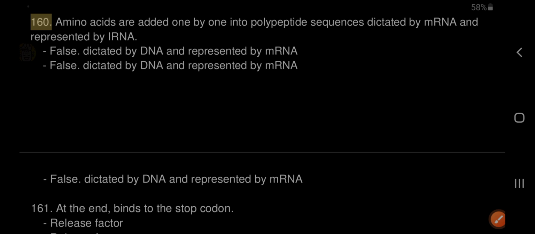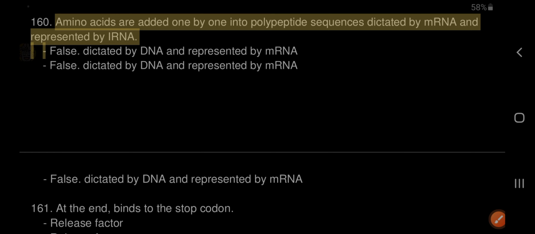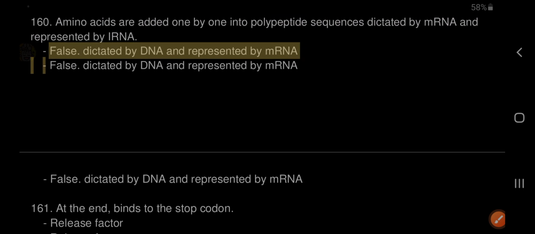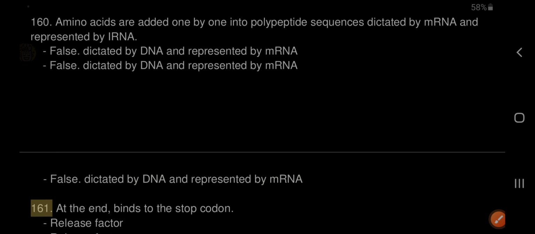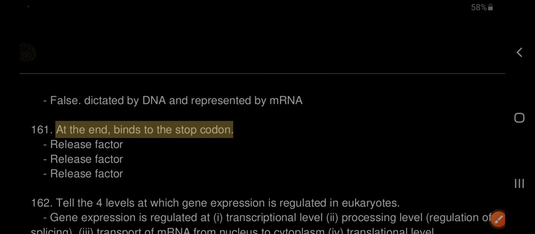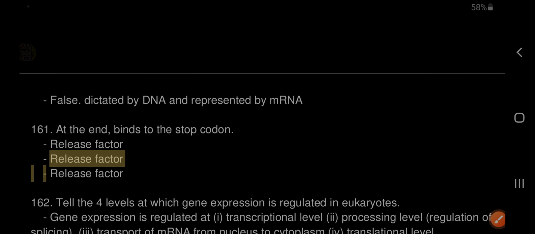160. Amino acids are added one by one into polypeptide sequences dictated by mRNA and represented by rRNA. False. Dictated by DNA and represented by mRNA. 161. At the end, dash binds to the stop codon. Release factor.